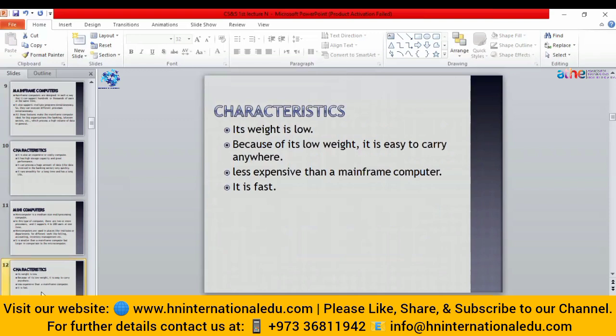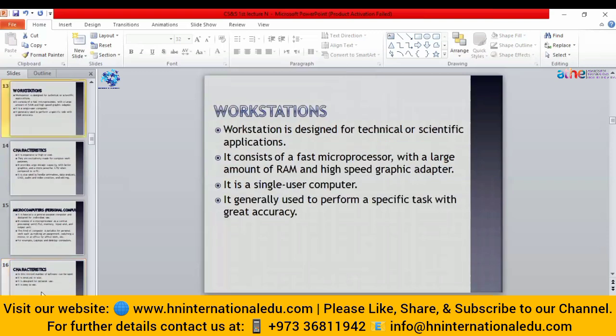As they are smaller than the mainframe computer, they have less weight. Because of their low weight, it is easy to carry them anywhere. Because they have less processing power, they are less expensive than the mainframe computer, and they are faster, but faster than the microcomputer, not the mainframe computer.